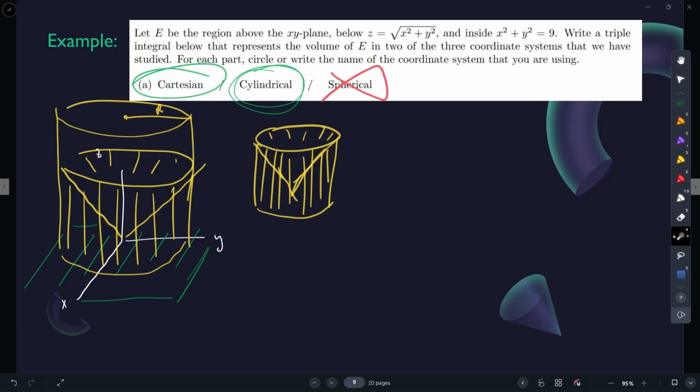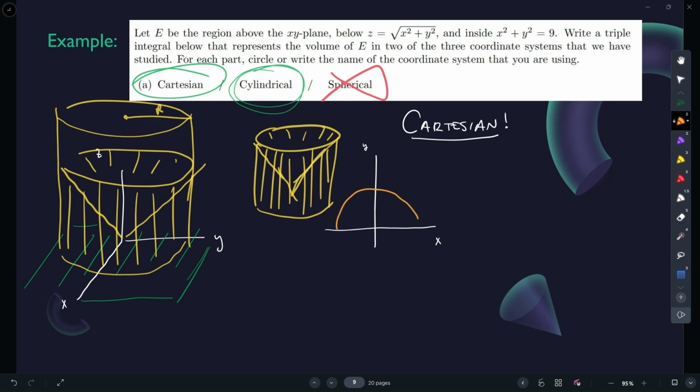So first I'm going to do this in Cartesian coordinates. To express the volume in Cartesian coordinates, first I'm going to draw the projection on the xy plane. And remember that the projection on the xy plane is a circle of radius 3 because it's given by x squared plus y squared equals 9. That will be the projection in the xy plane. So this is 3 and minus 3 and minus 3 and 3.